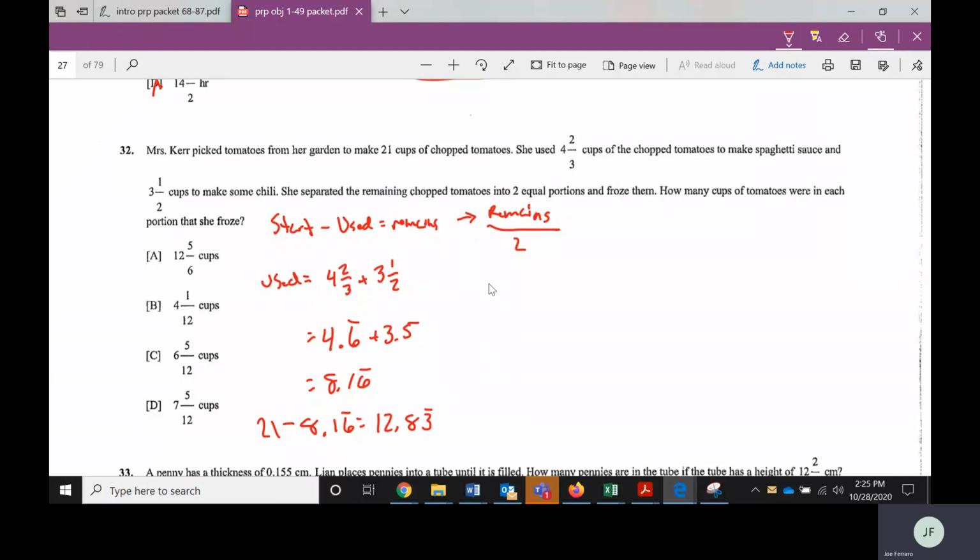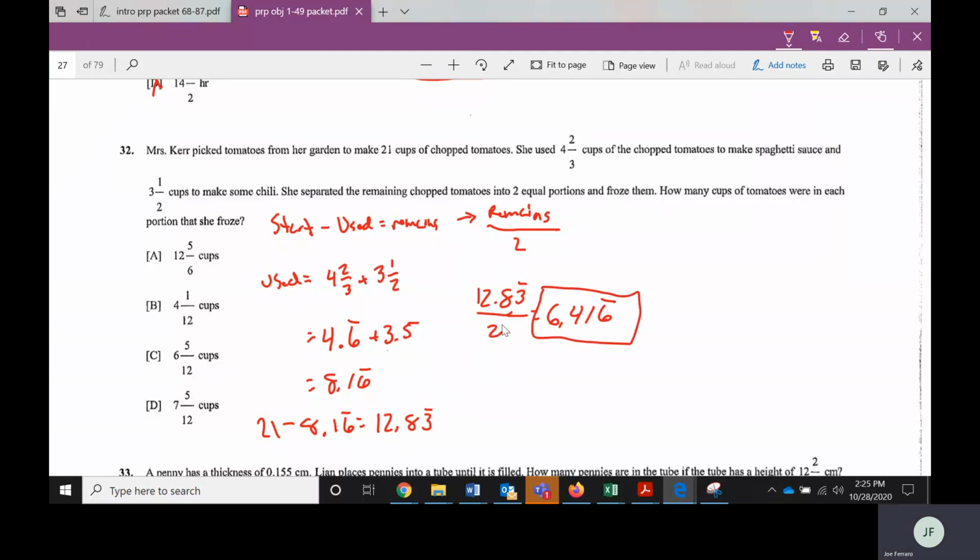Now it says we have to take that and split it into 2 equal groups, and that's how much is in each portion that she froze. So we're going to take the 12.83 repeating divided by 2. If you still have that in your calculator, you just leave it there, hit divided by 2, otherwise you've got to retype it. And we should get 6.41, and then the 6 repeating. Okay.